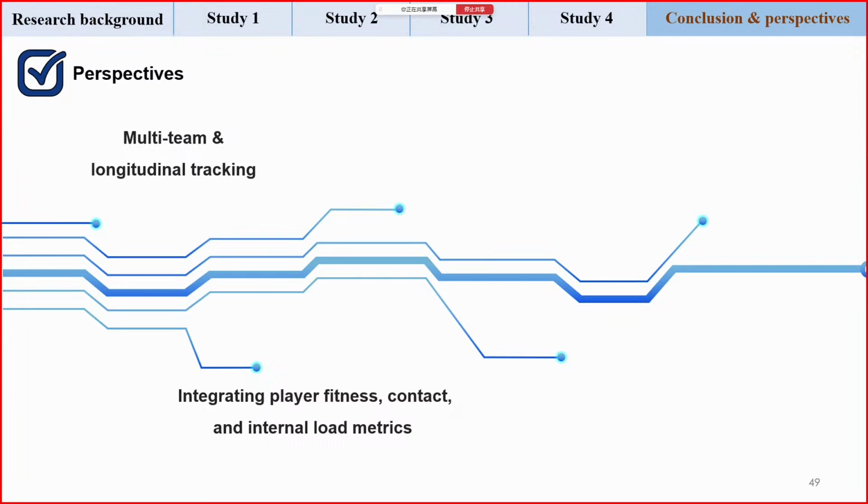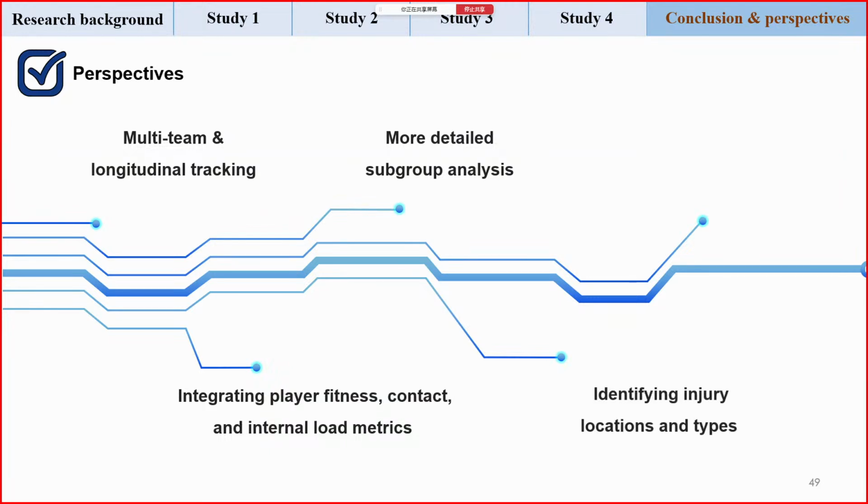When sufficient data is available, more detailed subgroup analysis can be conducted in predicting KPIs. And we could also predict the location and types of player injury. Lastly, implementing more advanced machine learning algorithms could further improve the performance of the model.